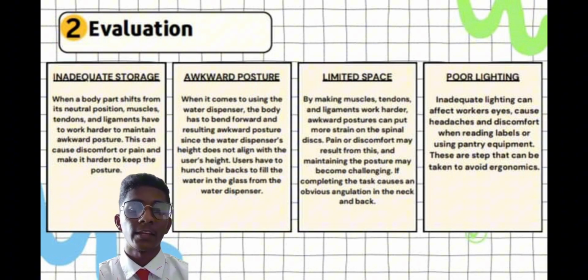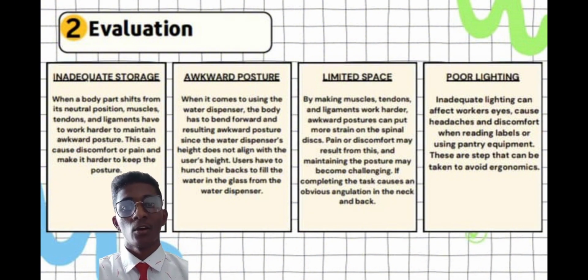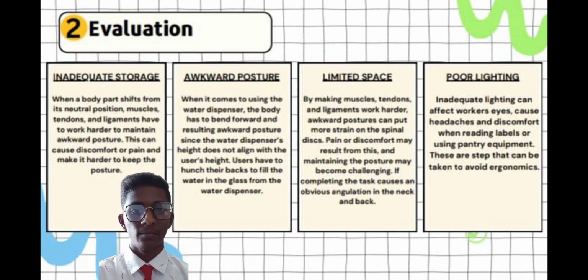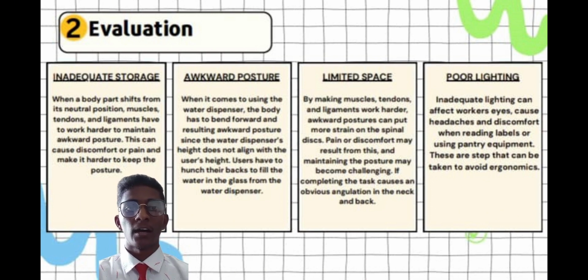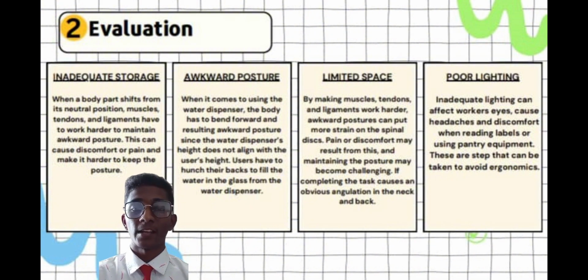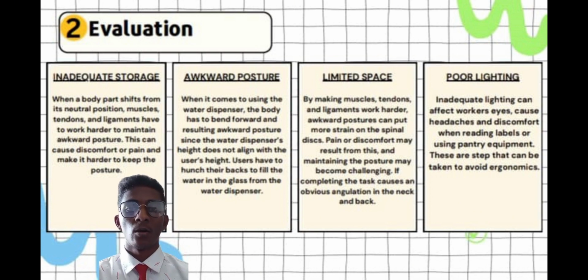Okay, now for the fourth asset evaluation, poor lighting. Poor lighting can affect workers' eyes, cause headaches and discomfort to them while they are reading labels and using the pantry equipment. It may also cause damage to them while they are using sharp objects like knives at the pantry. Lighting plays a main role in the pantry. These are the steps that can be taken to avoid ergonomic hazards at the pantry: installing more lighting and allowing more natural light to come into the pantry.